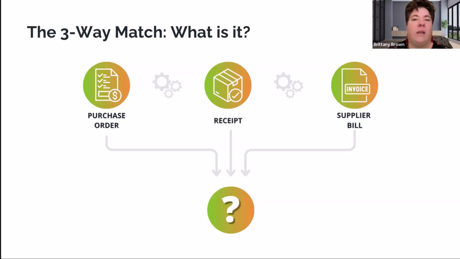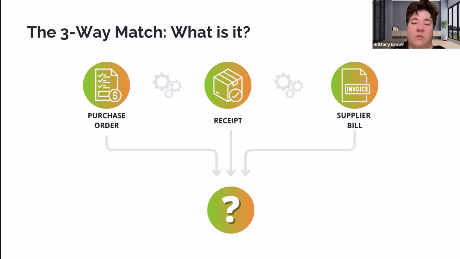But how do you know that it's time to pay them? How do you know that you've received everything that you needed to receive? How do you know that they sent you what you actually ordered? How do you know that what they're billing you is the price that you actually agreed on up front when you sent the purchase order? This is really what the 3-way match is about. It's about creating confidence around your willingness now to send money to that vendor.